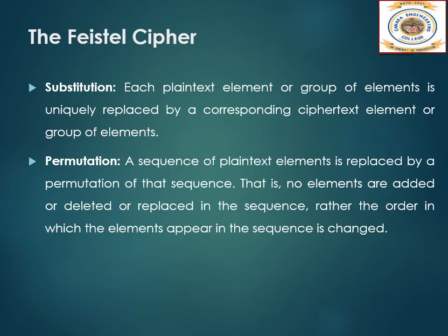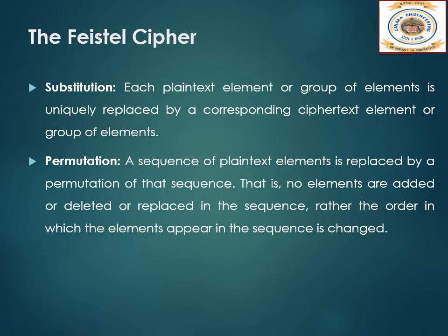Feistel proposed that we can approximate the ideal block cipher by utilizing the concept of a product cipher, which is the execution of two or more simple ciphers in sequence in such a way that the final result or product is cryptographically stronger than any of the component ciphers. The essence of the approach is to develop a block cipher with a key length of k bits and a block length of n bits, allowing a total of 2 to the power k possible transformations, rather than the 2 to the power n factorial transformations available with the ideal block cipher.